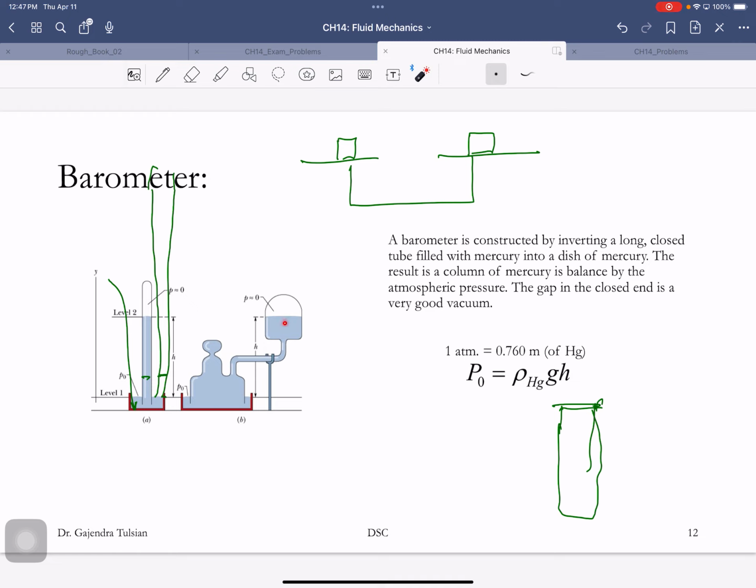Now, interestingly, the pressure at a depth, the pressure at this depth is the same. It doesn't matter what the shape of the liquid column is. It's the height that matters.